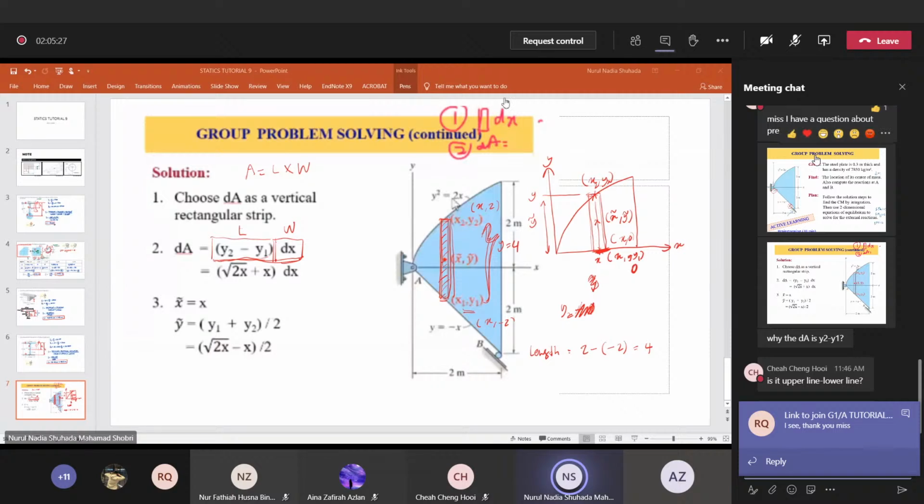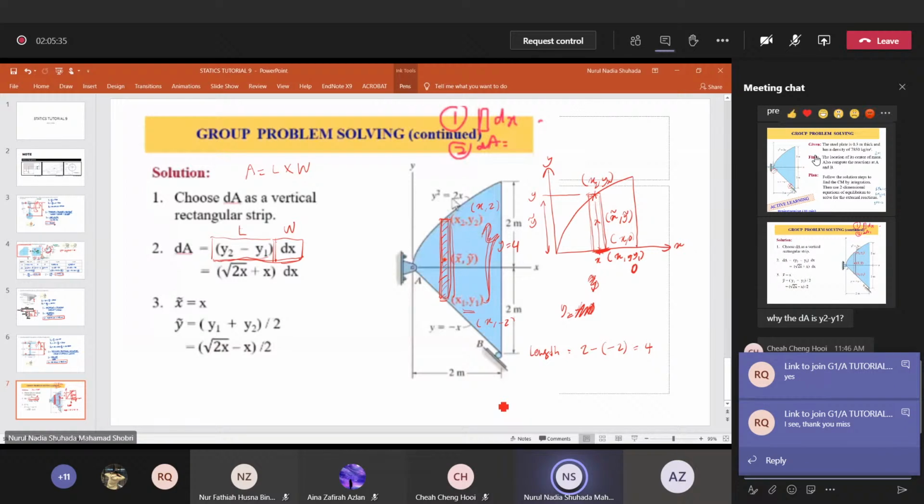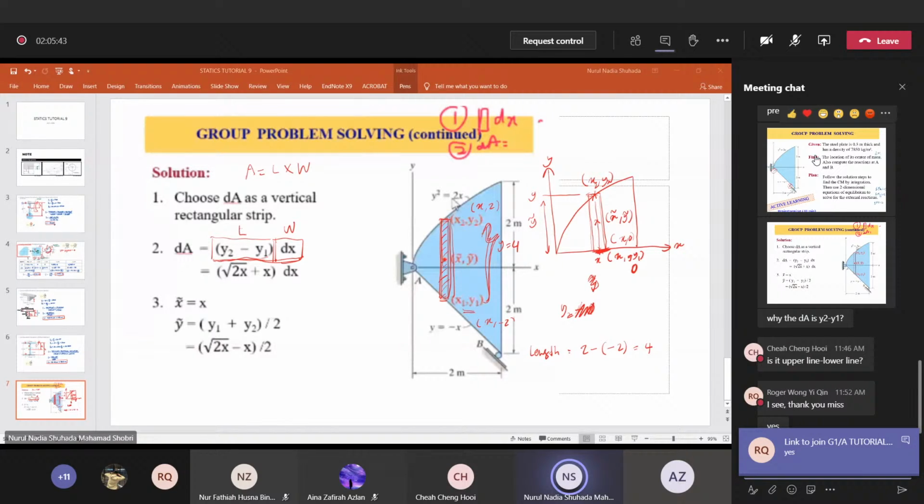Are we clear, Roger? A normal shape also has an upper and lower limit, but we usually ignore the 0. Any other questions? So this shows that it is upper line minus lower line for the equation. Miss, is it? Yes. Okay, thank you, Miss.